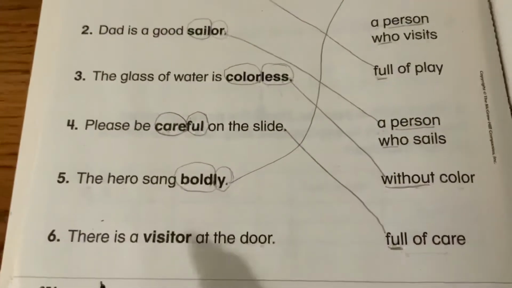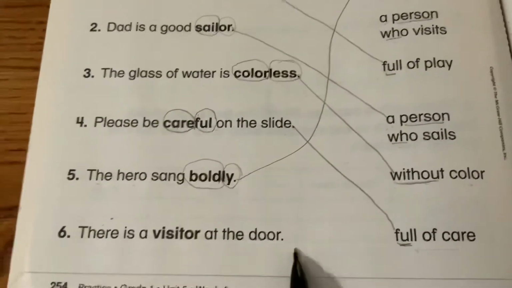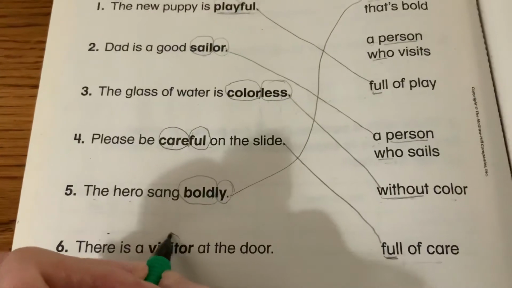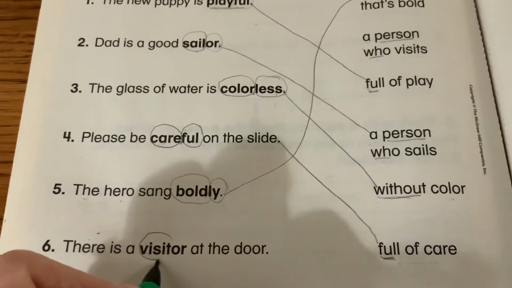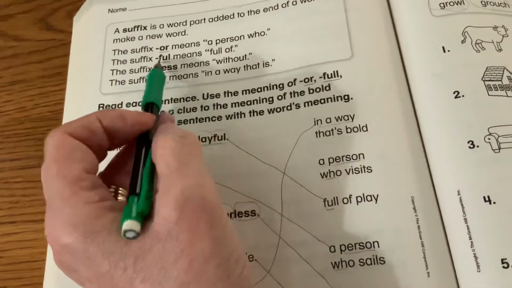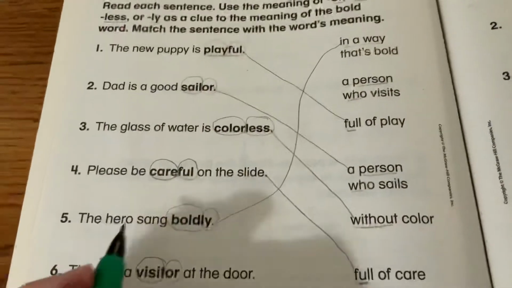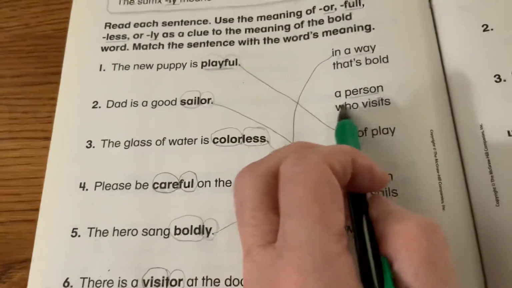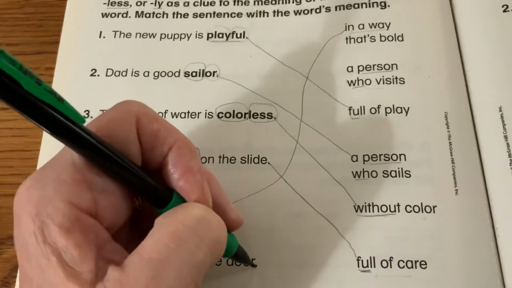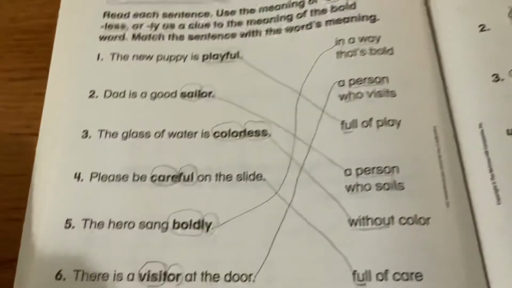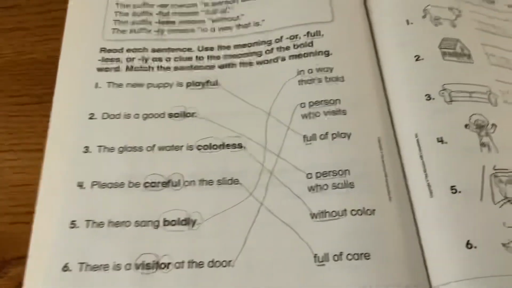Okay, number 6, there is a visitor at the door. Okay, so the word is visitor. The root word is visit. The suffix is or, and or means a person who. So we're looking for a person who visits. So a person who visits. So we go from the period up to the first word. Okay, and we've finished with that page.